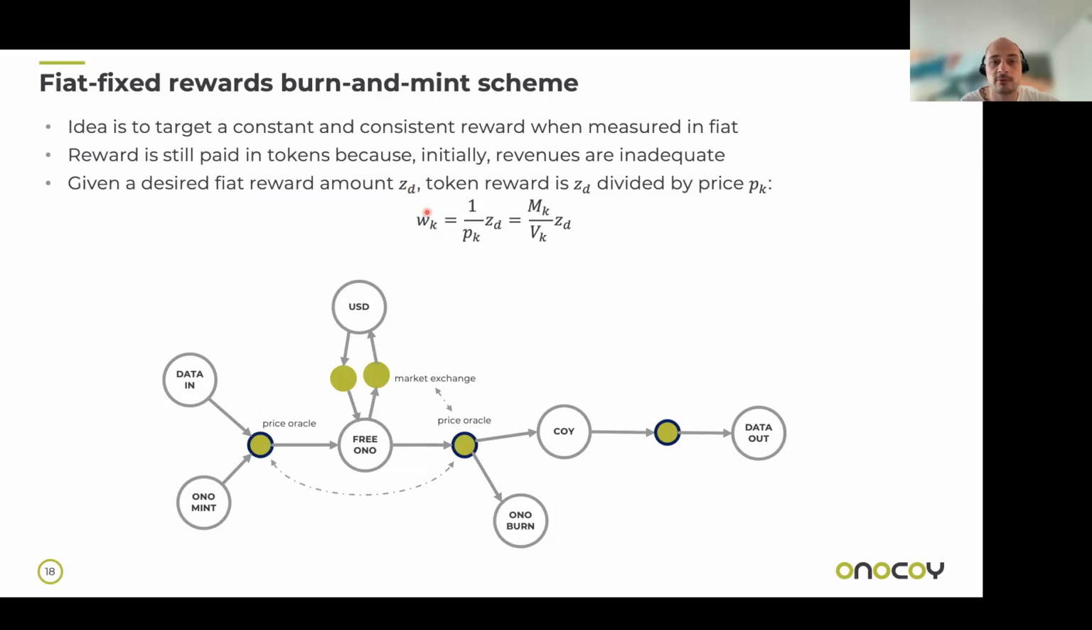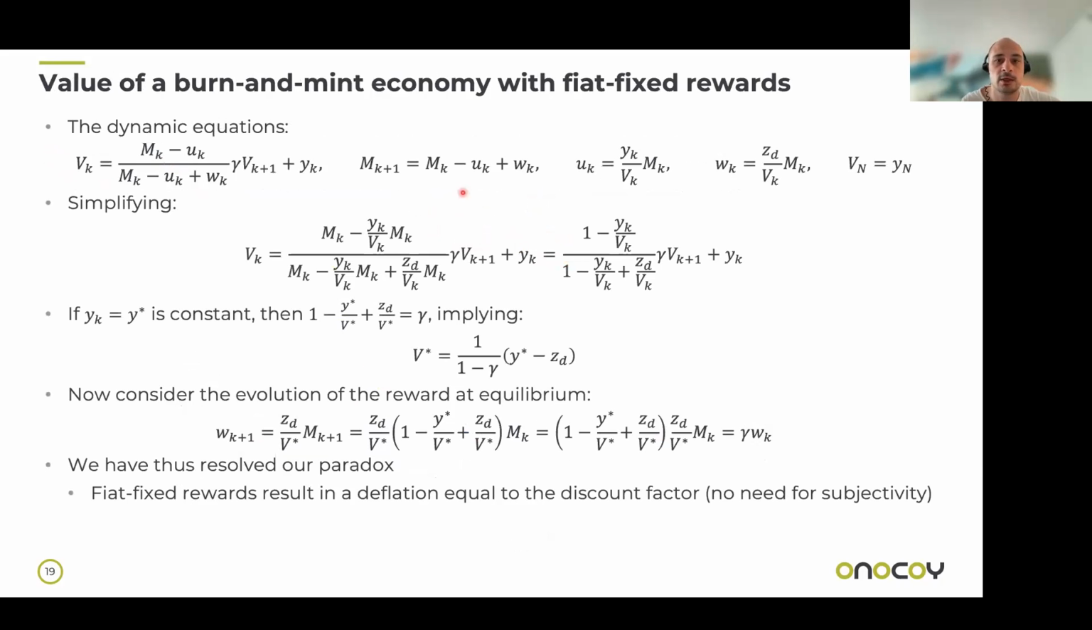And so the amount of reward should just be ZD divided by price. And the inverse of price is equal to M divided by V. So that's a new equation that now we've put into our system of equations. So here they are at the top. If you then simplify the first equation, you get this new expression here.